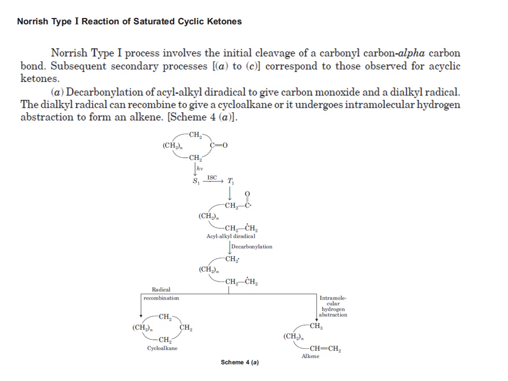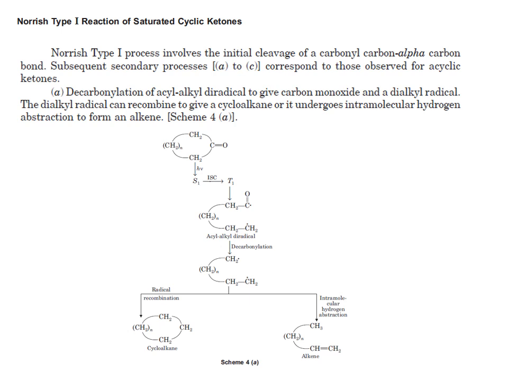And it is possible, however, that intersystem crossing in the cyclic ketone is so rapid that the reaction from the singlet state would not be observed. And the triplet state is at least 100 times more reactive than the excited singlet state. So this Norrish type I process involves the initial cleavage of the carbonyl carbon alpha carbon bond, similar to that of the acyclic ketone. And similarly, the subsequent secondary processes A to C will happen and correspond to those observed for the acyclic ketone. The similar reaction will happen here.